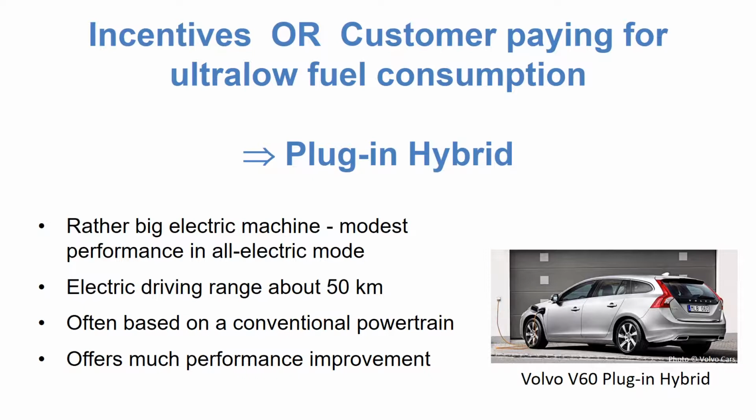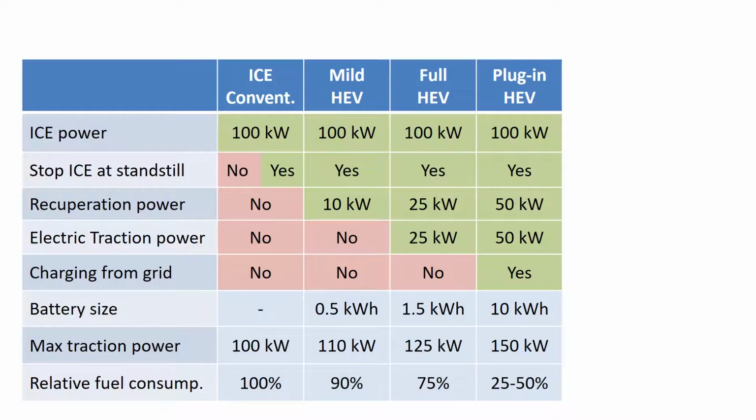To keep hardware cost low, the powertrain is often based on a conventional combustion engine powertrain, but it requires several new components. The high power of the electric machine offers very high performance when the electric machine is used in combination with the combustion engine. The power of the electric machine is in the order of 50 kilowatt to allow all electric drive in most normal driving situations, and that also allows for high power recuperation.